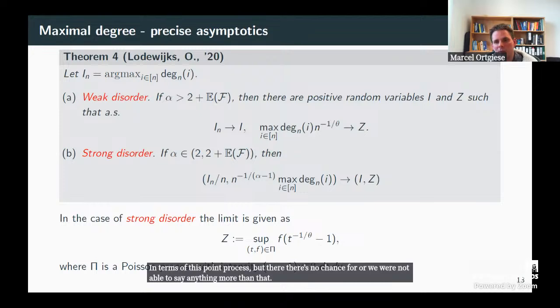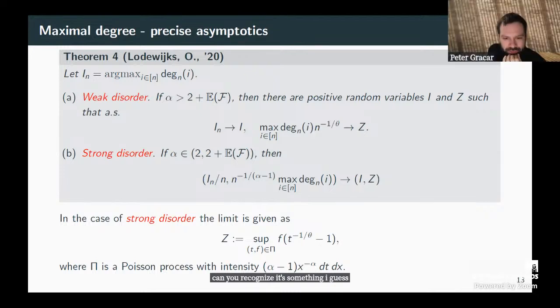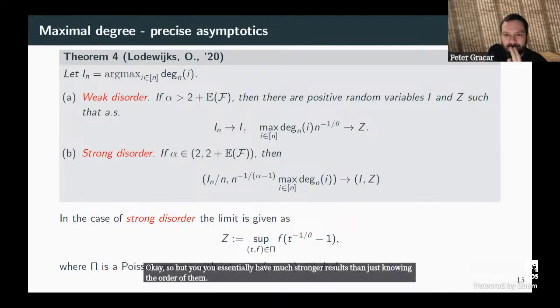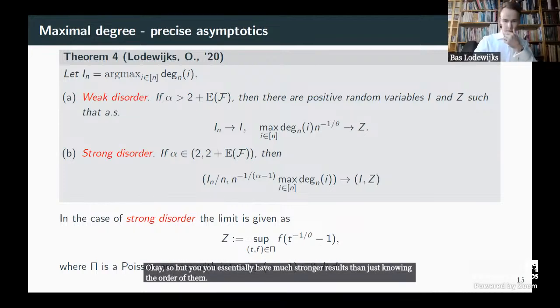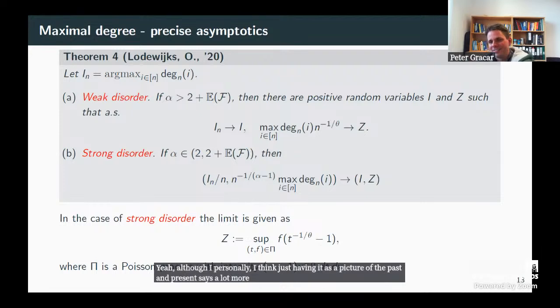That's quite hardcore in evaluating. Yeah, but it's sort of a Poisson process, right? So you can write it down certainly, but then can you recognize it as something? But yeah, I guess. Okay, so you essentially have much stronger results than just knowing the order of them. Yeah. Although I think just having the picture of the Poisson process says a lot more. But yeah. No, of course. Okay.